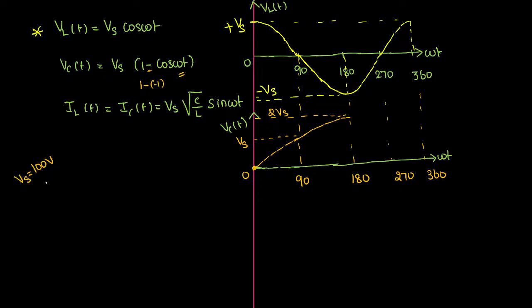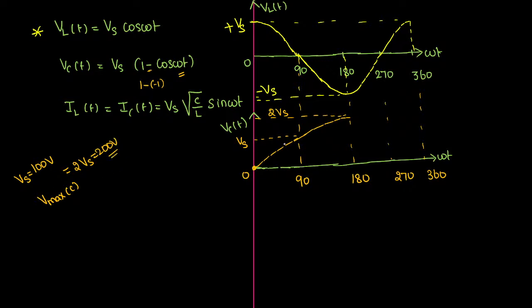remember that value. This is a random value I'm putting. What they asked was the maximum voltage drop across the capacitor in an LC circuit. In an LC circuit, if we give a supply voltage of 100, the maximum voltage drop across the capacitor will be 2 times of supply voltage. It will be equal to 200 volts.